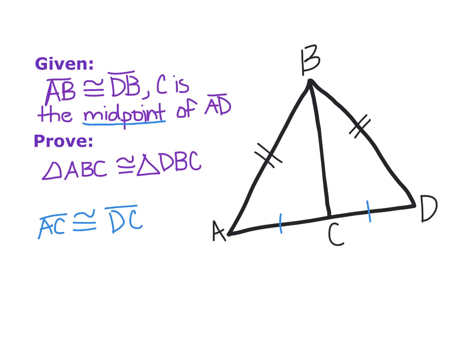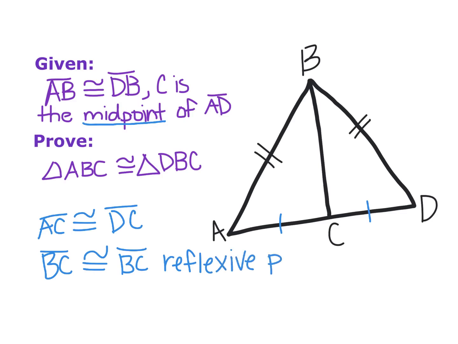So the other thing that I can get from this picture is that the two triangles are sharing a side. So side BC is going to be congruent to side BC. And the reason is because of the reflexive property. Because it's the same as itself. So BC has to be itself on both of the triangles since it's sharing that side.